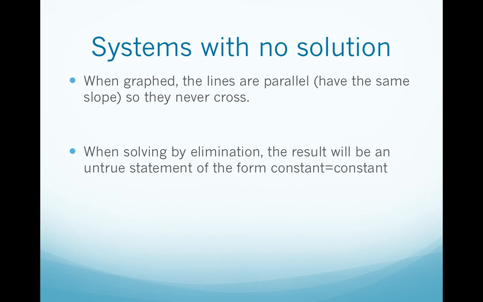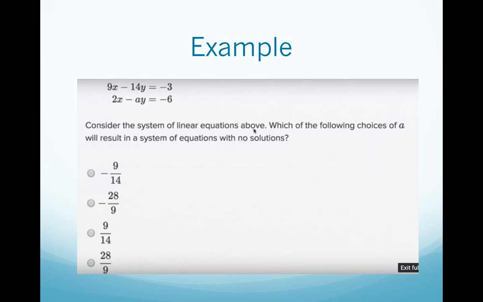Systems with no solution are going to be graphed as parallel lines, so they never cross. They wouldn't have that intersection point that systems with one solution have. So when solving a system by elimination, you end up with an untrue statement if you have no solution. It's similar to equations and inequalities in general. If the statement is true, that tells you that you have infinitely many solutions or all real numbers. And if the statement is false, that tells you that you have no solution. So if you did elimination and you ended up with 7 equals 4, that's not a true statement. So that would tell us the system has no solution.